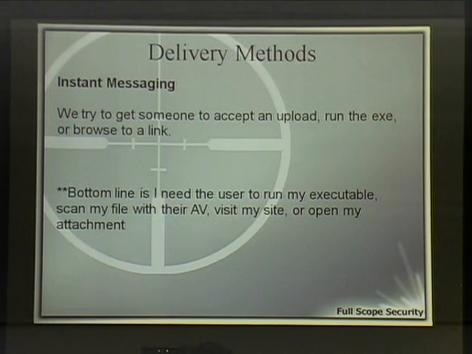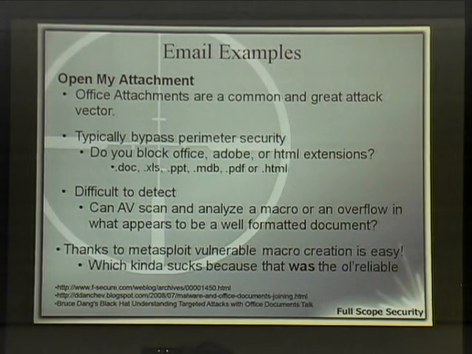And instant messaging. Bottom line is I need you to interact with me, which is not too hard, and that's what we want to test. We want to test how willing my users are to interact with the bad guy or the pen tester. So some examples that we've been using. Office attachments are great. Like I said, they're not usually filtered at the firewall or the mail gateway.